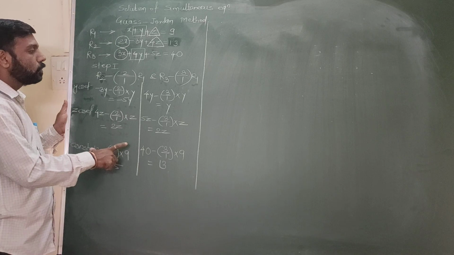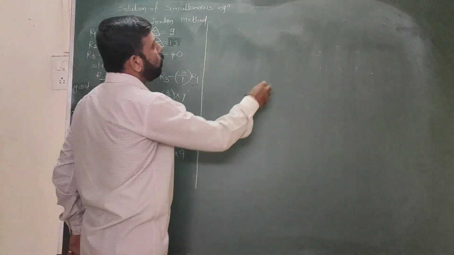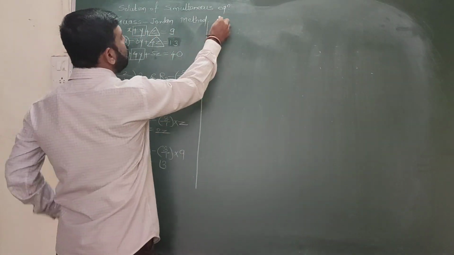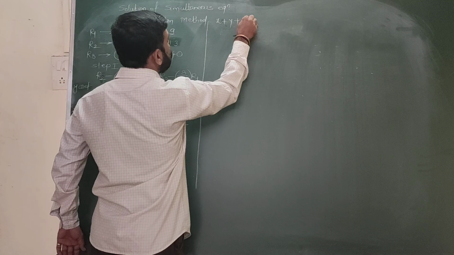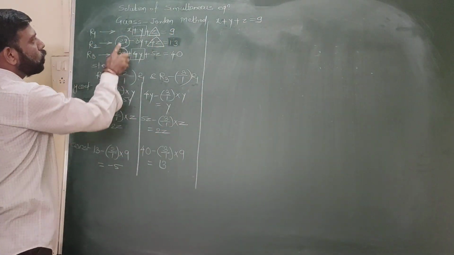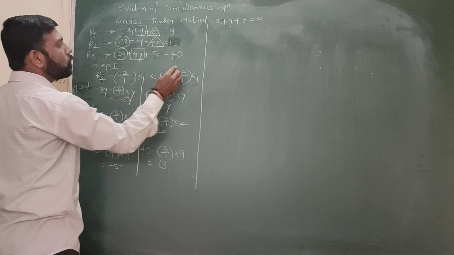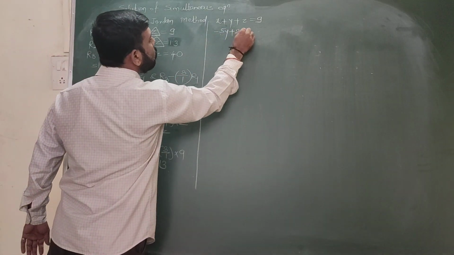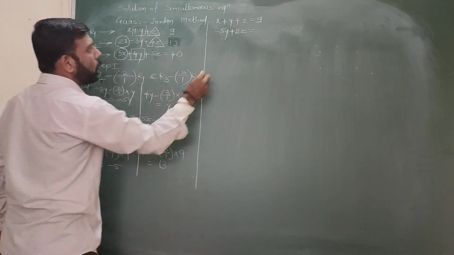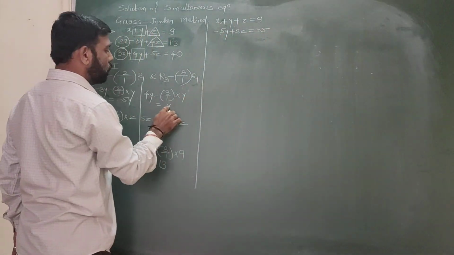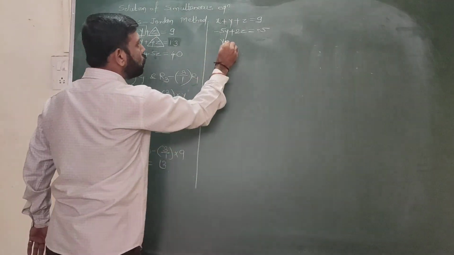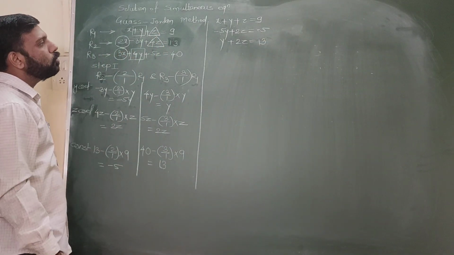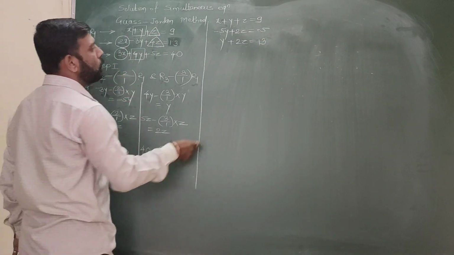So after step 1, we got a new system of equations, and I will write it down. First equation, no change. Second, minus 5y plus 2z equals minus 5. Third equation, y plus 2z equals 30. So this becomes our new system of equations after step 1.